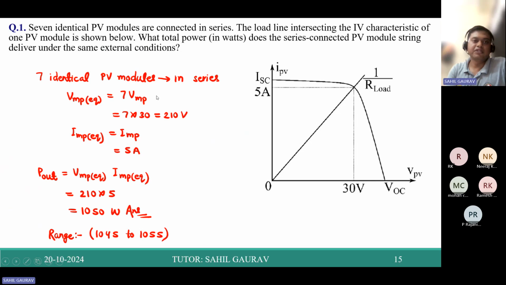If 7 modules are connected in series, then what is the VMP equivalent, the maximum power point voltage? This will get multiplied by 7. So the VMP equivalent will be 210 volt. If we have a series connection, this voltage will get multiplied with the number of modules.